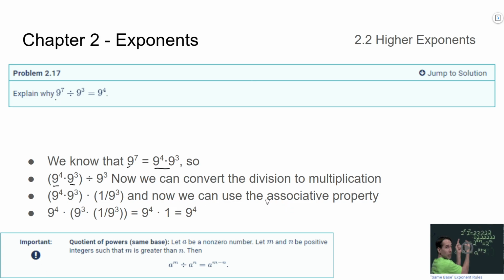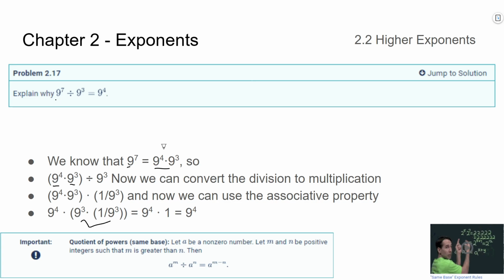All right, now we can use the associative property and regroup some things a little bit. So we have 9 to the 4th, and now we're going to group together this 9 to the 3rd times 1 over 9 to the third. And that you should probably recognize is going to be a reciprocal, and that's going to be the identity, or 1. So that's going to be 9 to the fourth times 1, or just 9 to the fourth.